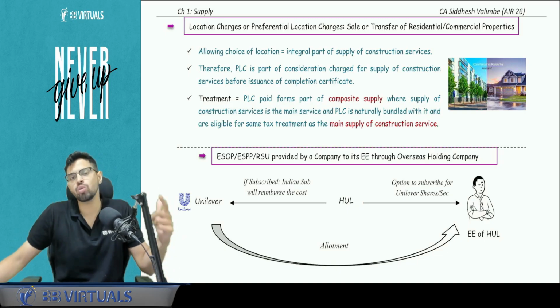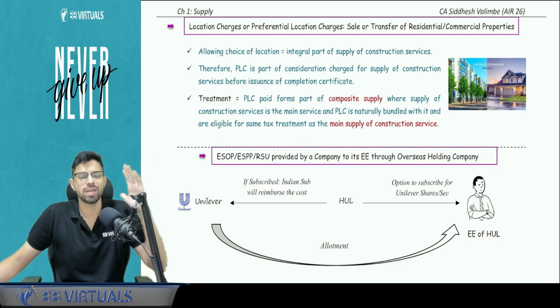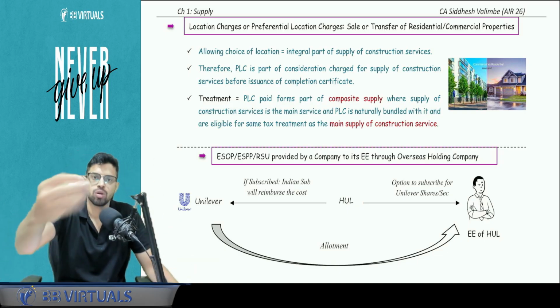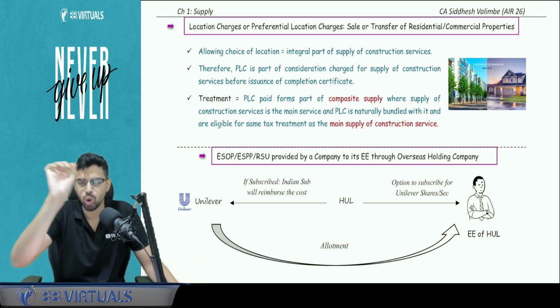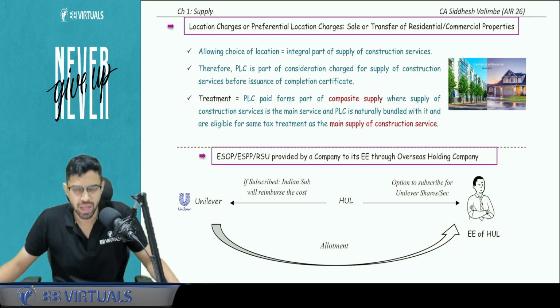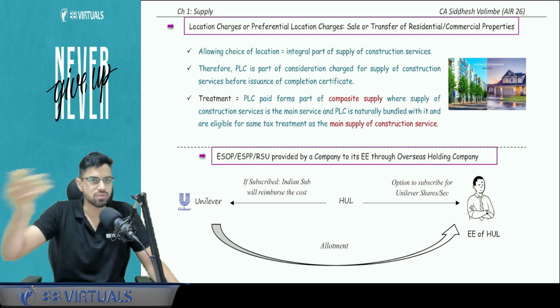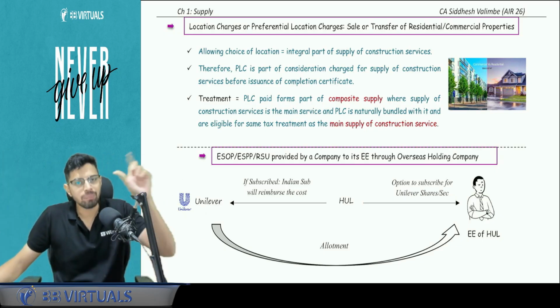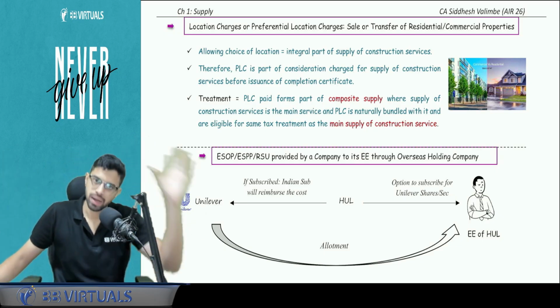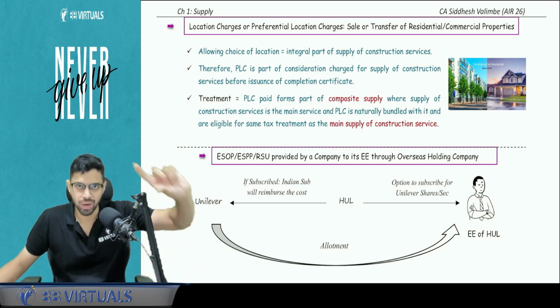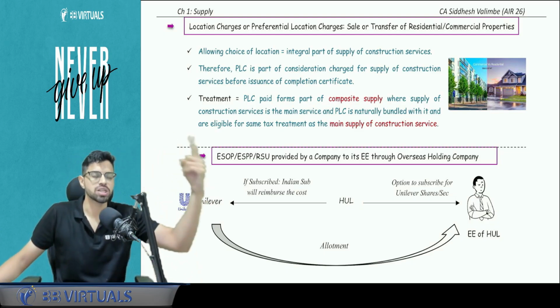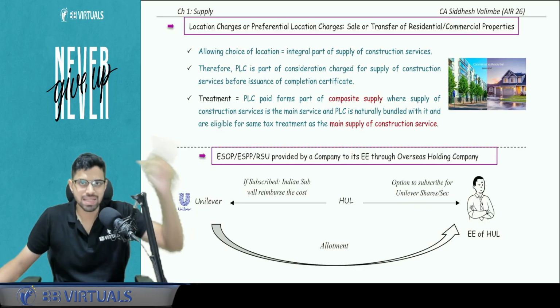So I agree to buy, whatever the base price is, and plus I agree to give 20 lakhs for my preferential location. So that is known as location charge or PLC, preferential location charge. This is applicable for residential as well as commercial properties. That particular location charge is a part of the bundle of a composite supply where the principal element is the house or property that you are buying. So you're not going to tax that PLC separately.